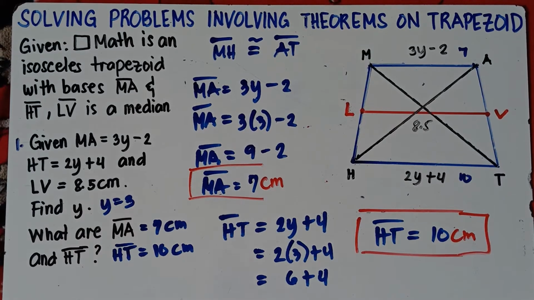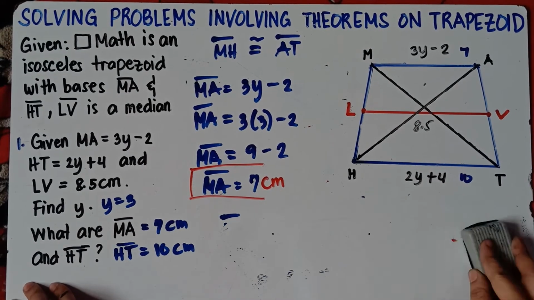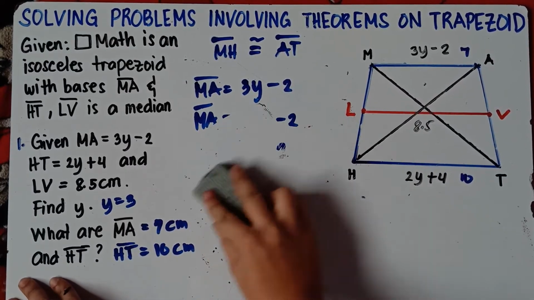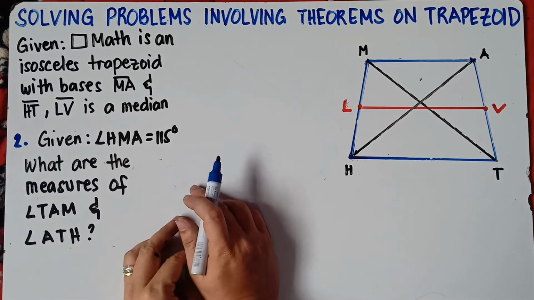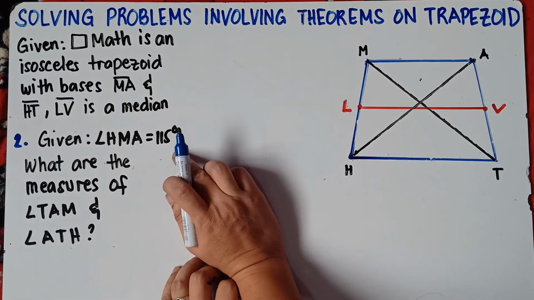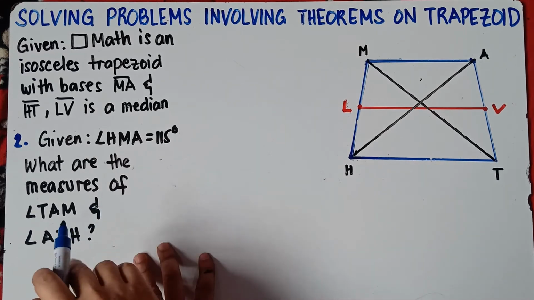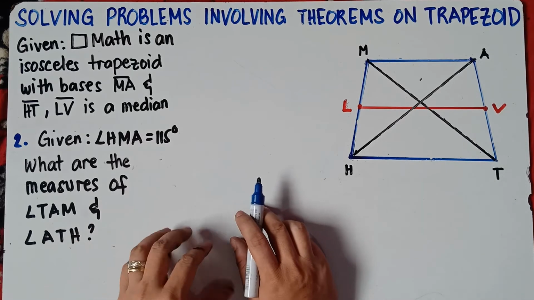So, let's try number 2, the second question. We do have 4 questions, class, for you to really understand how to solve problems involving theorems on trapezoid. Number 2: given angle HMA is equal to 115 degrees, what are the measures of angle TAM and angle ATH? Alright, let's find that.